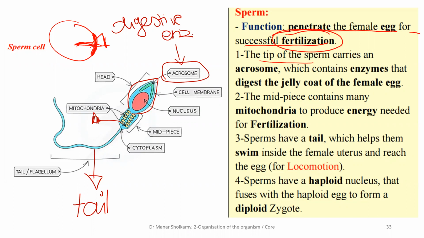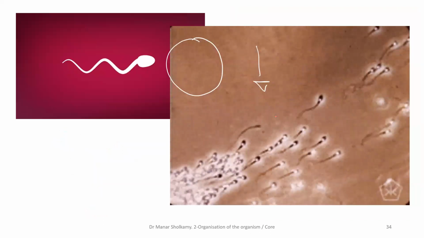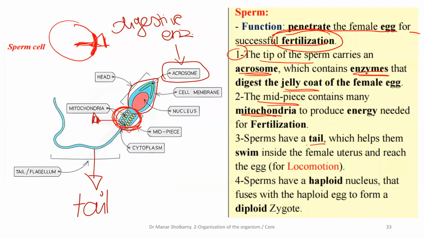Okay, let's read together. One: the tip of the sperm carries an acrosome. This acrosome contains enzymes that will digest the jelly coat of the egg. I hope one is clear. Two: the mid piece, I mean here, the body, contains many mitochondria because we need energy for fertilization. Three: sperms have a tail that helps in motion or locomotion.